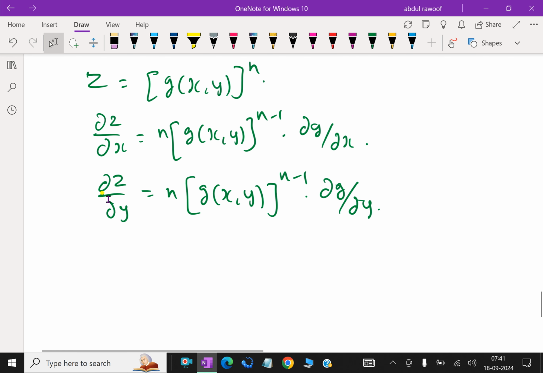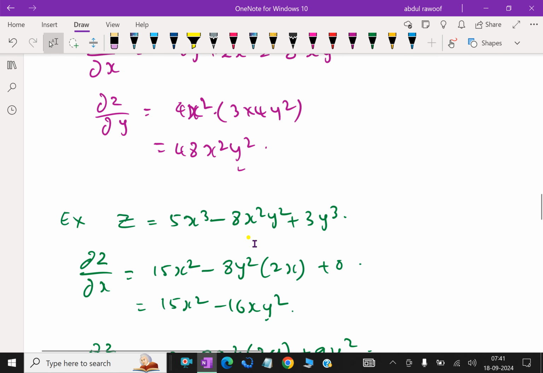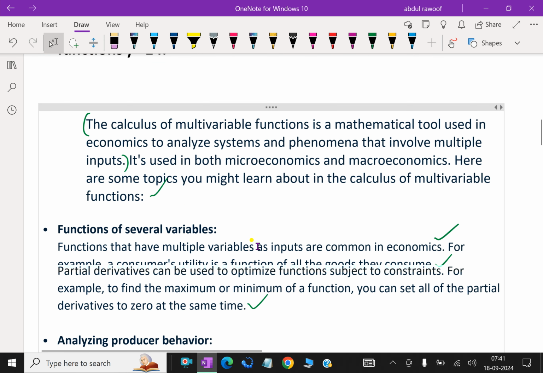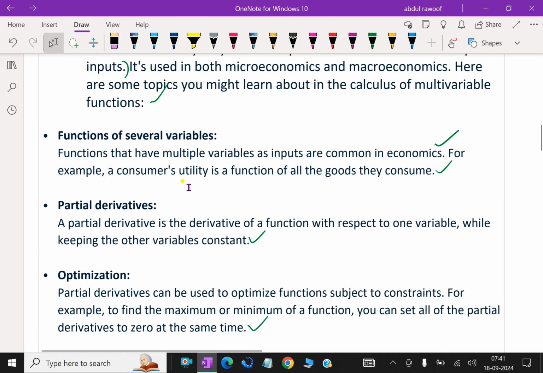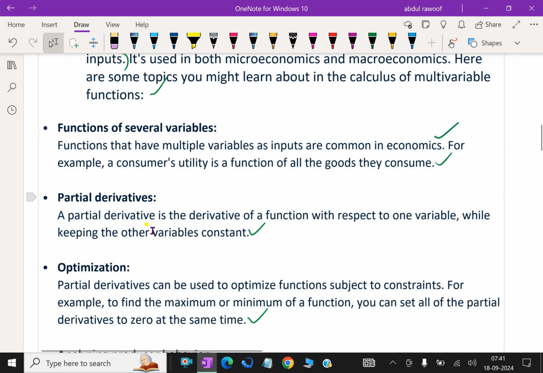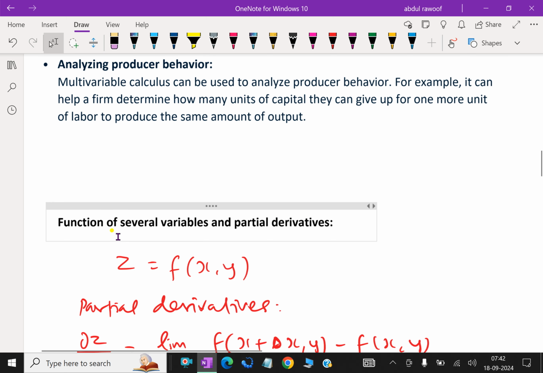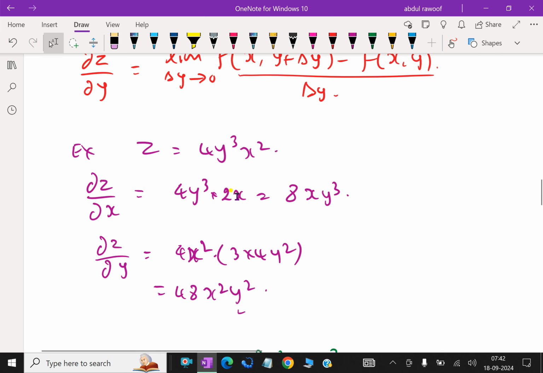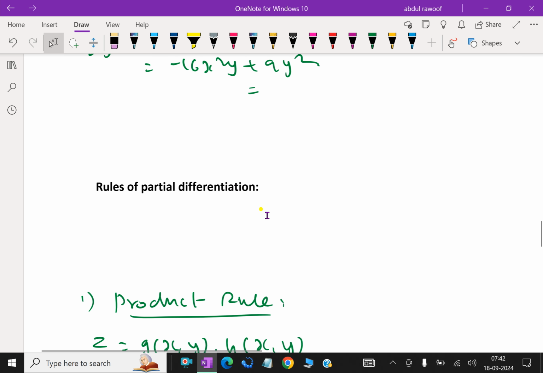These are some of the partial derivative rules. So far we discussed mathematical economics, calculus of multivariable functions. In that we discussed functions of several variables, partial derivatives, optimization, analyzing producer behavior, as well as functions of several variables and partial derivatives, and the rules for partial differentiation.